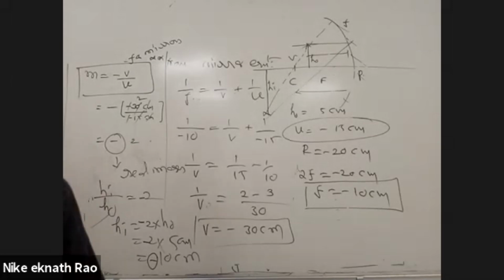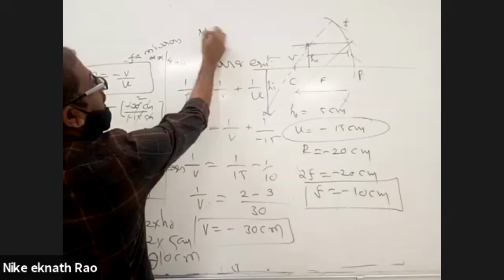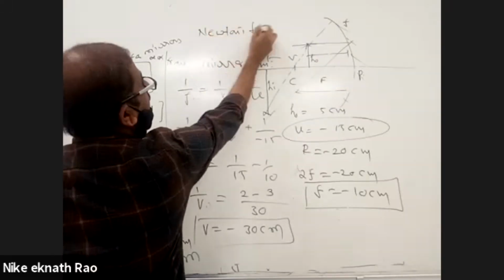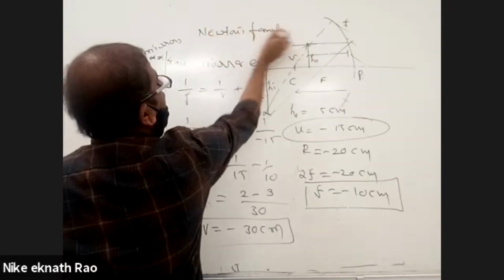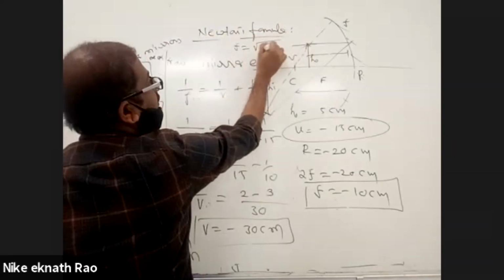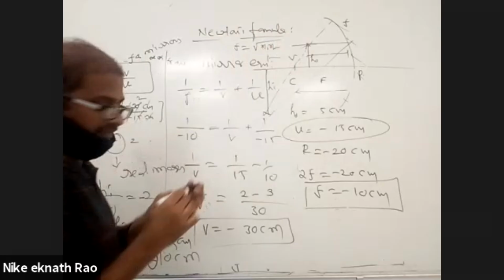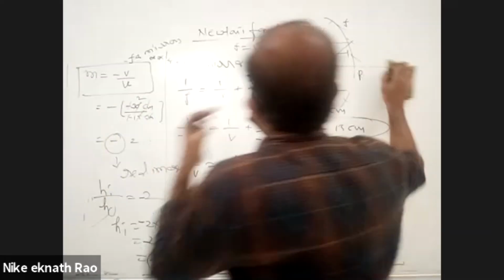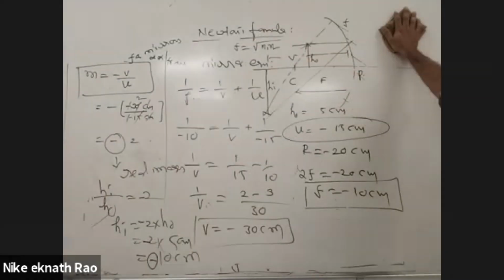You can write down the question: Newton's formula for spherical mirrors. Next heading. As a question we are doing this Newton's formula. The focal length is equal to root x1 x2. Now what is this possibility?